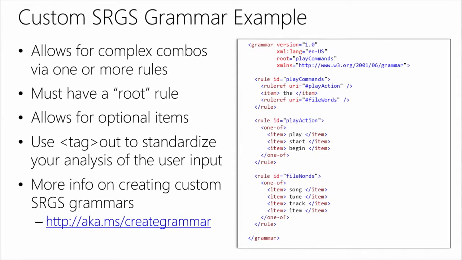So this is an example of an SRGS grammar. What we have on screen here on the right is an XML document, which is a grammar file. Every grammar file always has a root element, and then you start defining your different rules. For example, the root rule is called play commands. Play commands says that you have a play action, then something in between, and then a file word that follows. A play action can be one of play, start, or begin. And the file words would be one of song, tune, track, or item. So with this SRGS grammar, the user can say play the tune, start the item, begin the song, play the track. Of course, this one forces you to say the, but there's also a way, and I'll show you another grammar afterwards, where we can make that optional. So you can just say play song, play track, start tune, stuff like that.